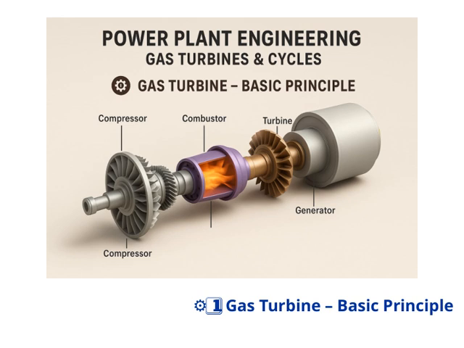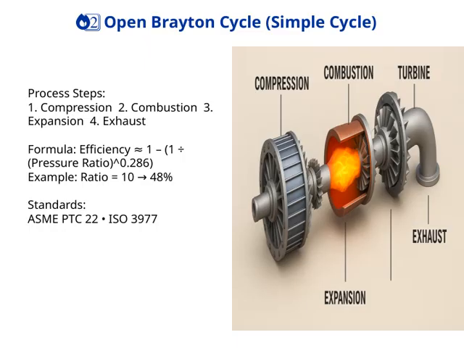Let's get started. Let's dive into the open Brayton cycle, also known as the simple cycle. This cycle involves four main process steps. First, we have compression, where the air is compressed to a higher pressure. Then comes combustion, where fuel is burned to add energy to the system. Next is expansion, where the hot gases expand through a turbine to produce work. Finally, there's exhaust, where the gases are expelled from the cycle.